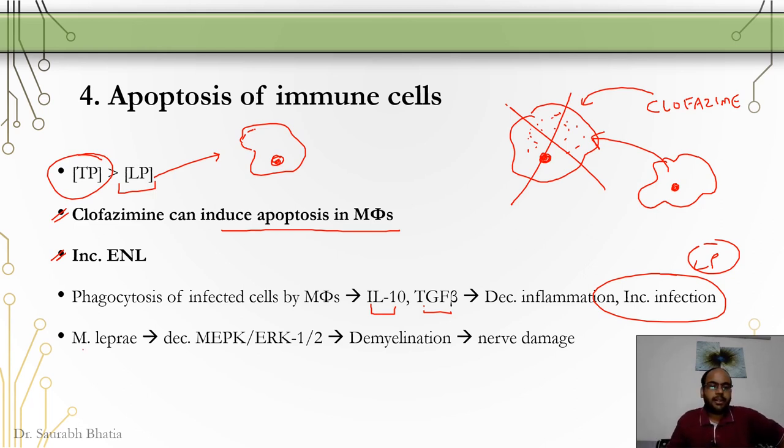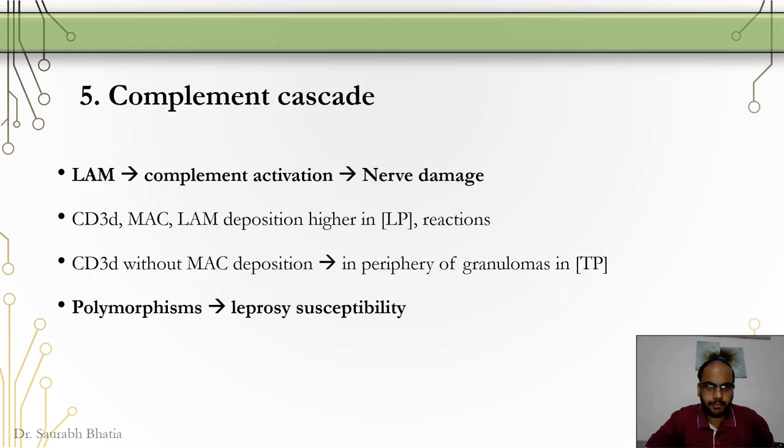Again, around the nerves, M. leprae decreases MEK, ERK1/2, leading to demyelination, leading to further nerve damage. Remember that the decrease in myelination will always lead to further nerve damage. Myelination is protective. Okay. So, I hope you have understood the fourth player, apoptosis.